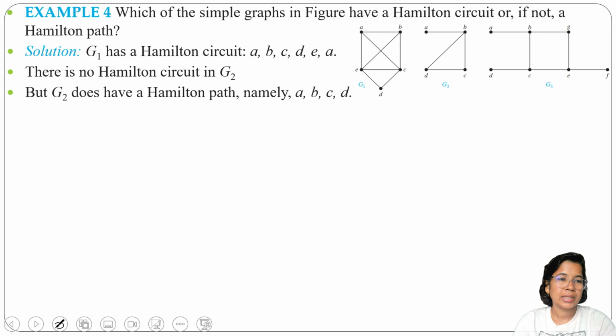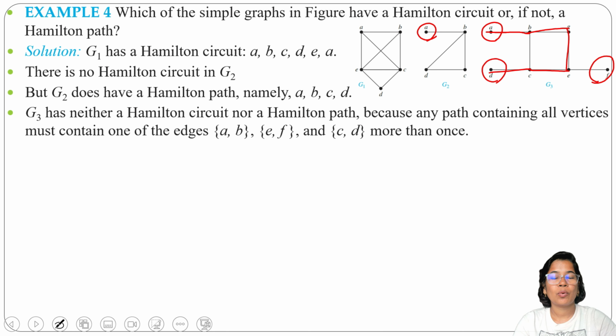Now check G3. In G3, a Hamilton circuit is not present, as here you can see for A degree is 1, for D degree is 1, for F degree is 1. For a Hamilton circuit, degree should be minimum 2. So here in G2 also degree is 1, so a Hamilton circuit is not present. Now check Hamilton path in G3. Suppose we start from A, B, then G, then E, then C, D. We cannot visit F, right? You can take any example. We cannot visit all the vertices. Hence a Hamilton path is also not present. In G3, both Hamilton circuit and Hamilton path are not present.